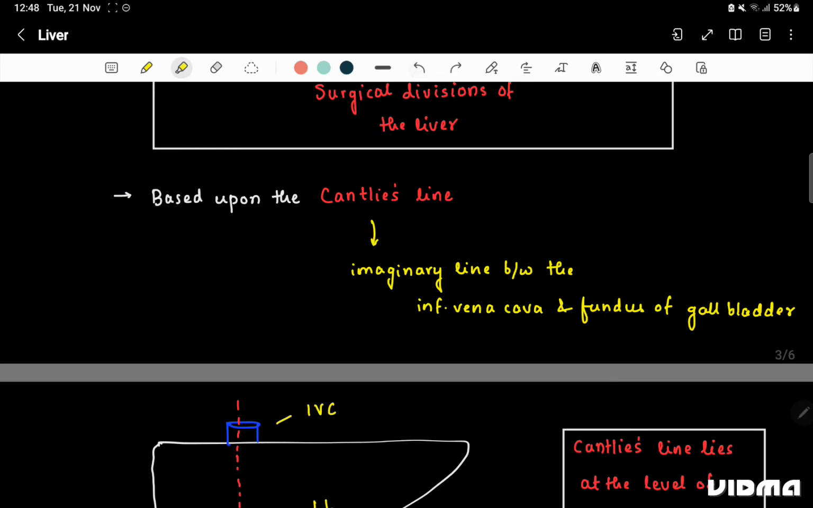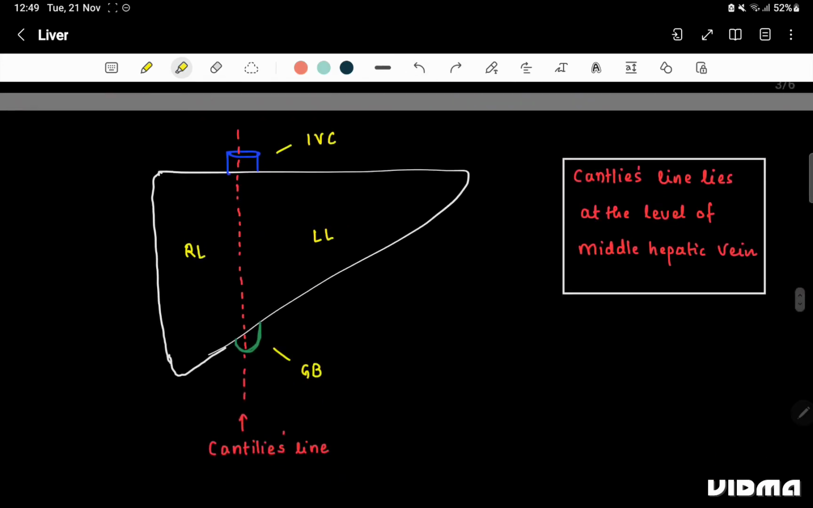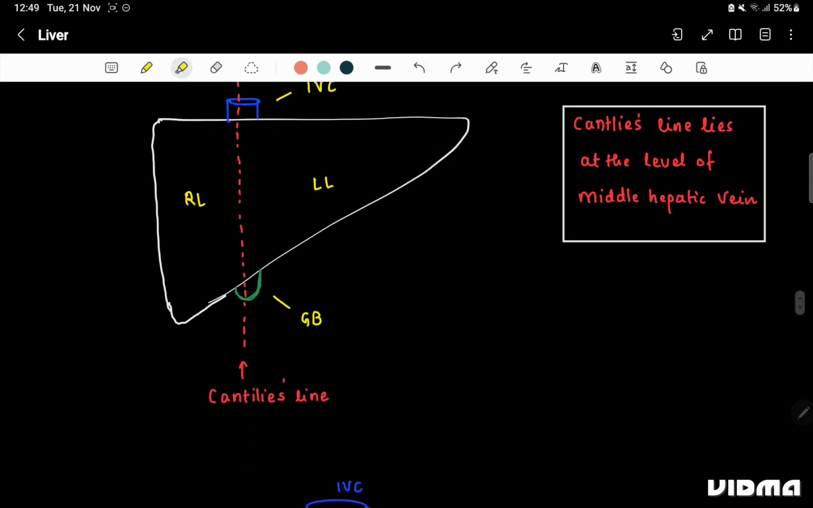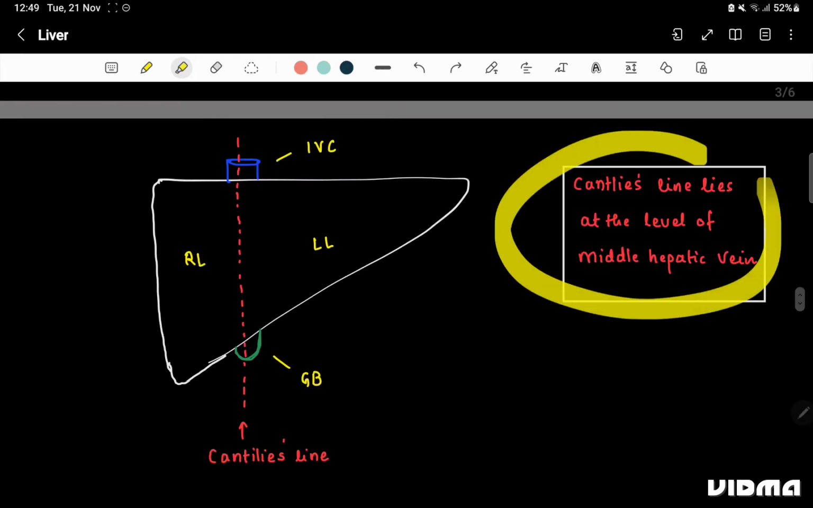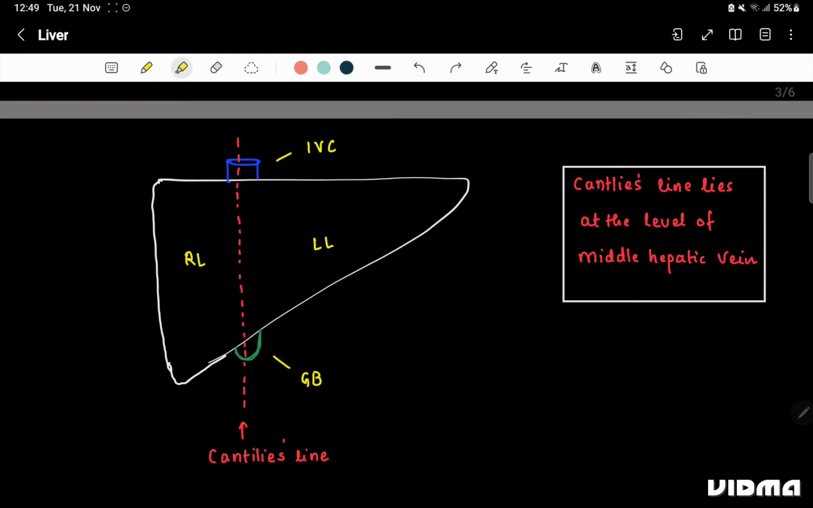So it is based upon the Cantlie line. What is the Cantlie line? It is the imaginary line between inferior vena cava and the fundus of the gallbladder. Okay, so this is your inferior vena cava. If you are seeing the liver from your anterior surface, this is your inferior vena cava and this is your gallbladder. So this is the line which is your Cantlie line, and the right lobe and the left lobe division is based upon the Cantlie line. The Cantlie line lies at the level of your middle hepatic vein.